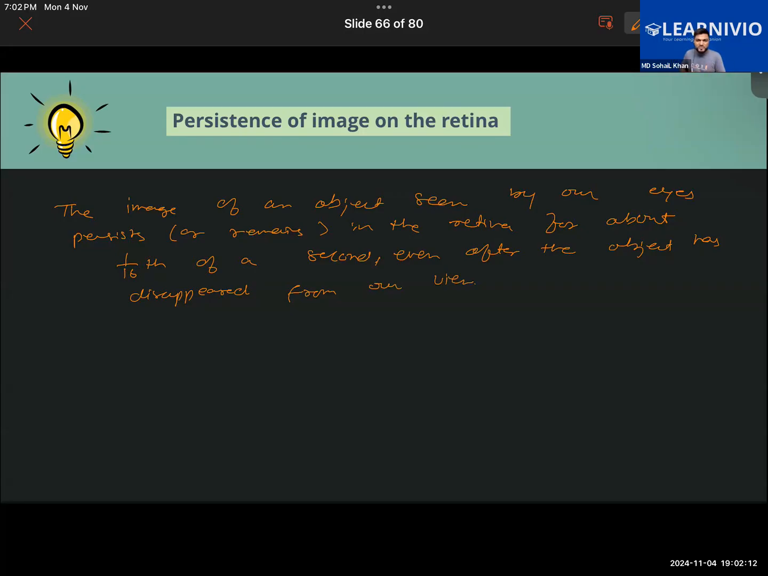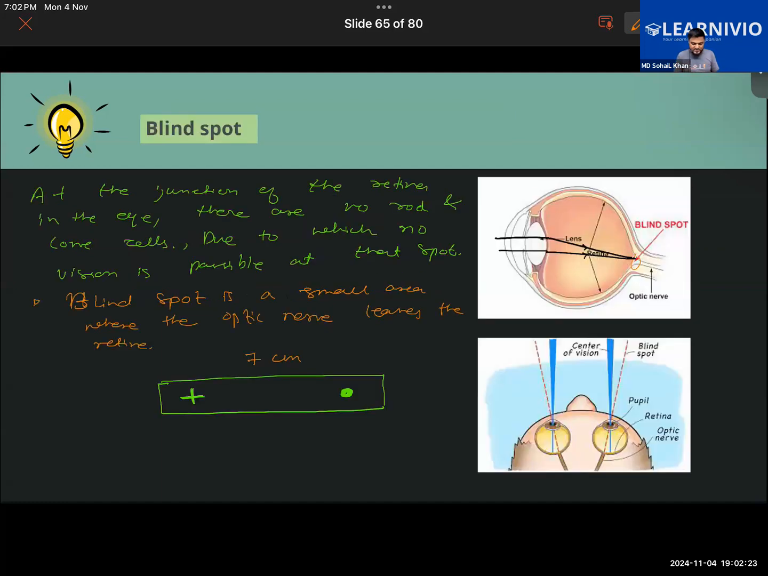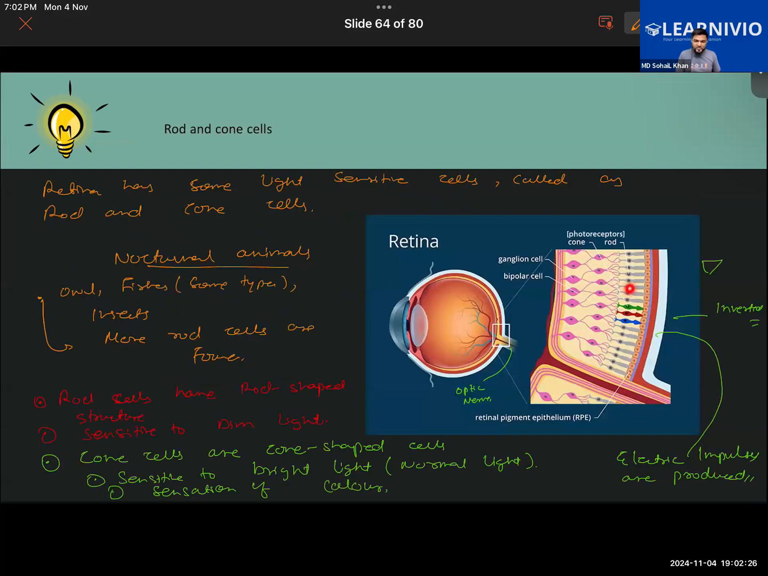Now, what happens now? What could be the reason for this, that it remains for about 1/16th of a second on our retina? So we know that there are some light sensitive cells, respectively rod and cone cells, present on the surface of the retina. So these light sensitive cells get stimulated. Now, the stimulated light sensitive cells of the retina will actually take some time to come back to their original state. Whenever there's a sudden exposure to bright light, these light sensitive cells will get stimulated, isn't it? These cells will be getting stimulated.